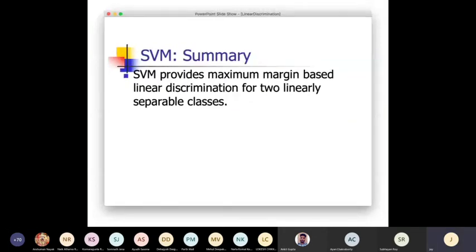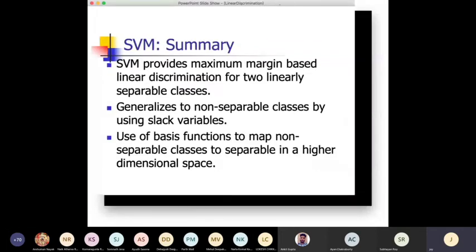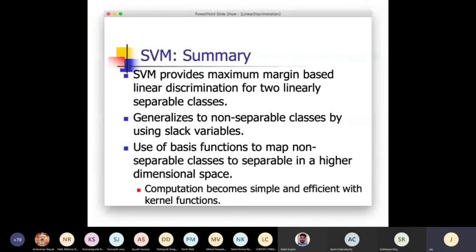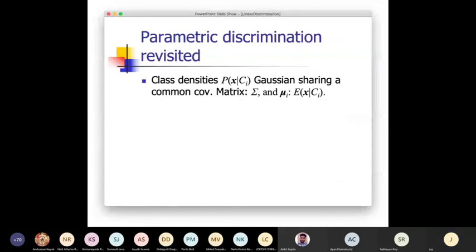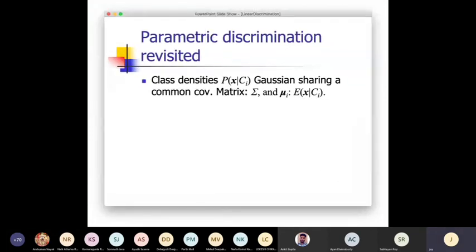So just to summarize what we discussed about support vector machine, it provides the maximum margin based linear discrimination for two linearly separable classes. We can generalize it to non-separable classes by using slack variables, and use of basis functions to map non-separable classes to separable ones in a higher dimensional space. So computation becomes simple and efficient with kernel functions, that we have also seen. So that was about support vector machine that we discussed.